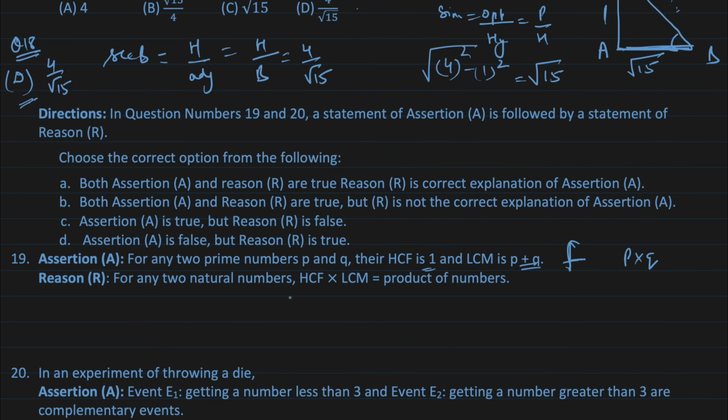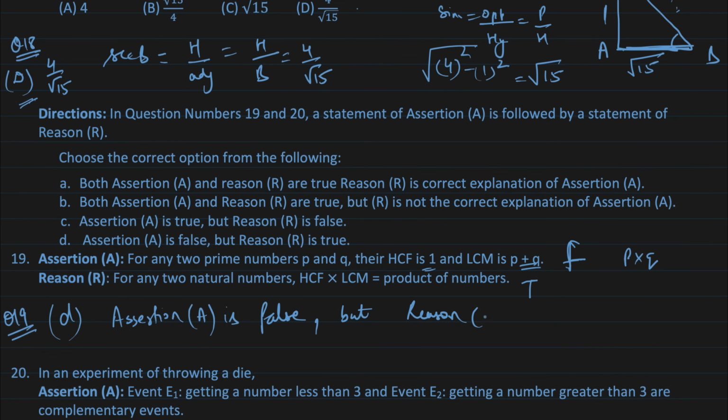So we know there is only one option: assertion false, reason true. If by chance the option is changed, please do check that. So for any two natural numbers, HCF into LCM is the product of the numbers. That's a very true statement. So your answer is D here. Question number 19 says that assertion A is false, but reason R is true.